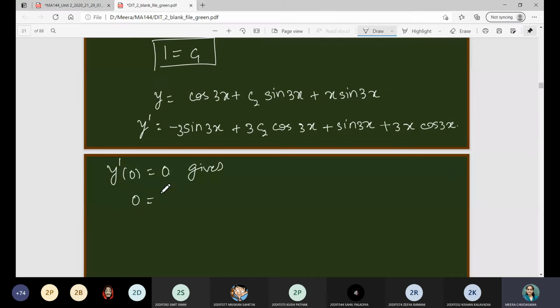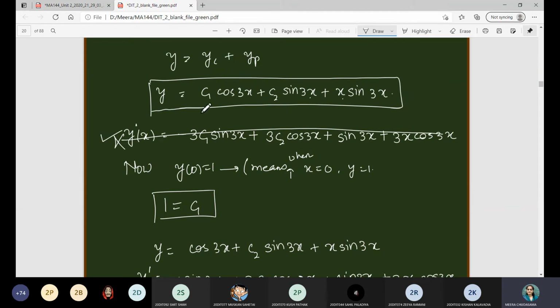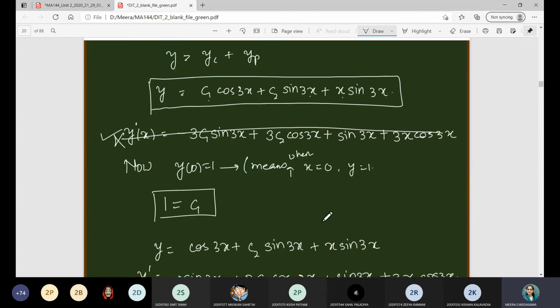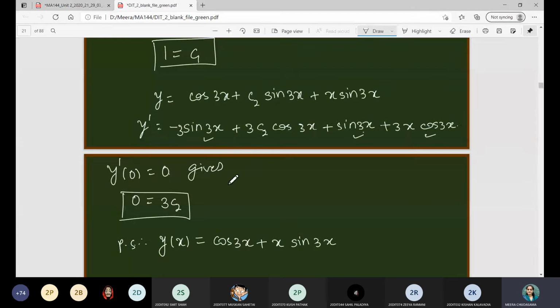So this gives 0 is equal to 0: y dash is also 0, sine 0 is 0, sine 0 is 0, x is 0. So these three quantities will be 0 when you put x is equal to 0. So we are left with this one only, that is 3c2 cos 0, which is 1. So this is 0, which implies c2 is also 0. So therefore, what is y of x? Therefore the particular solution y of x is equal to, c1 we got as 1, c2 has become 0, so this quantity will be 0 now. So it is cos 3x plus x sin 3x that will be the particular solution. Okay.